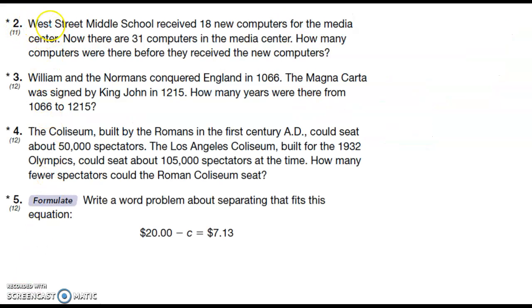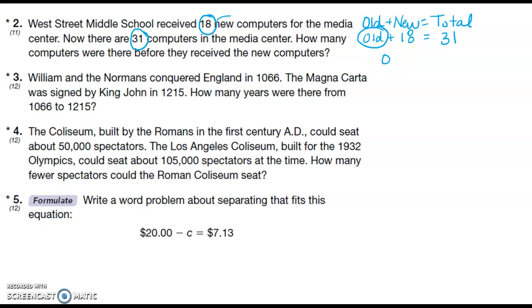All right. Number 2, West Street Middle School received 18 new computers for the Media Center. Now there are 31 computers in the Media Center. How many computers were there before the new computers? So we have the old computers plus the new computers equals the total computers, right? And we got 18 new, so I'm going to plug that in. Old plus 18. And that gave us 31. So we're looking for how many old computers there were before.